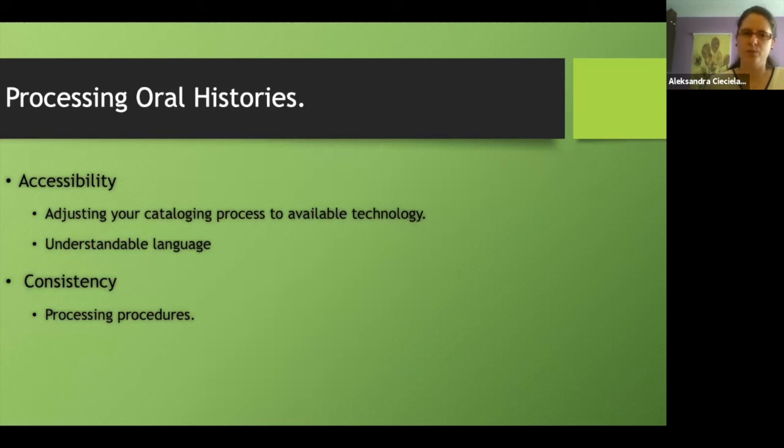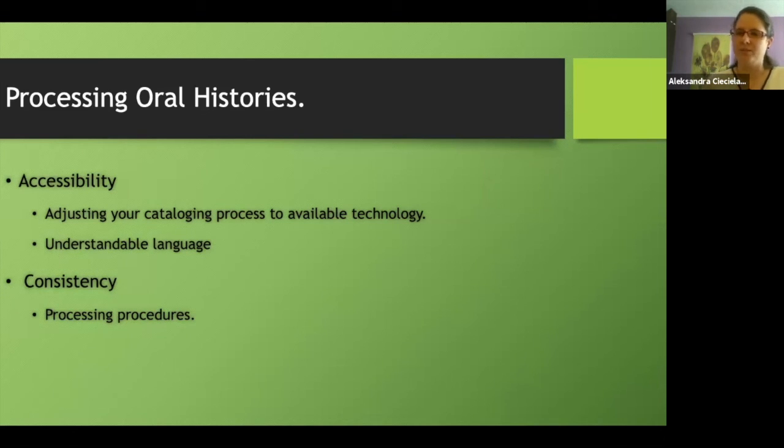So what museums and other institutions that collect oral histories usually do is create audio logs and field notes, which are documents that are somehow mirroring those documents that we are using as well. And I'm going to talk about it in a second, but just as an overall introduction, other things that you should remember when creating an oral history archive: adjusting your cataloging process to available technology.